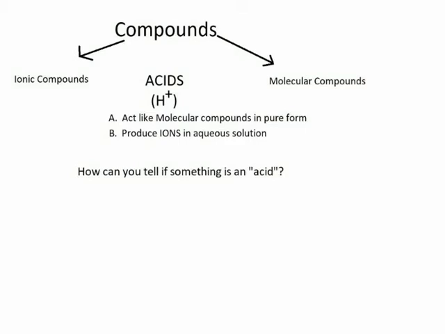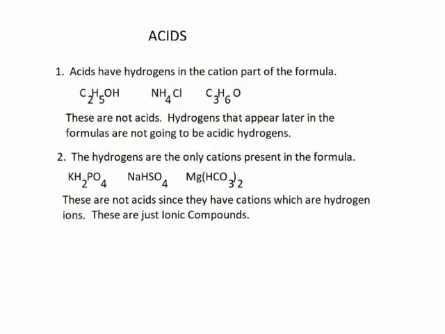So since the acids are behaving differently than other things, the question is how do you tell whether something is in fact going to be an acid? And there's a fairly simple way to tell. You simply have to look at the formula. A compound that is going to be an acid is going to have hydrogens in the cation part of the formula. That is, at the beginning of the formula.